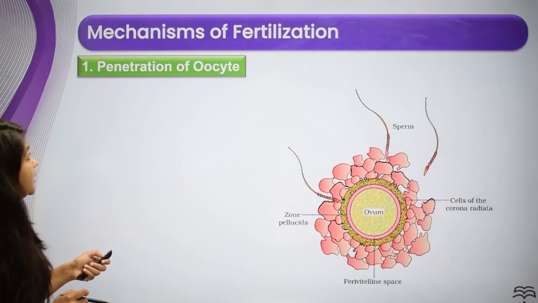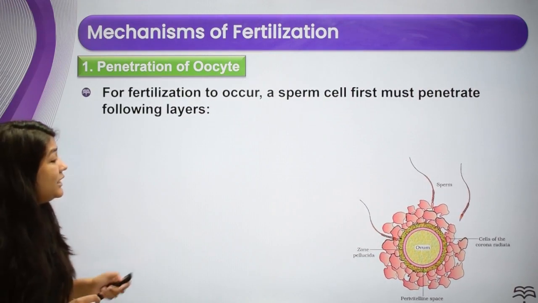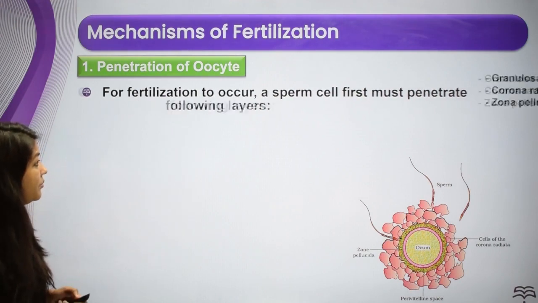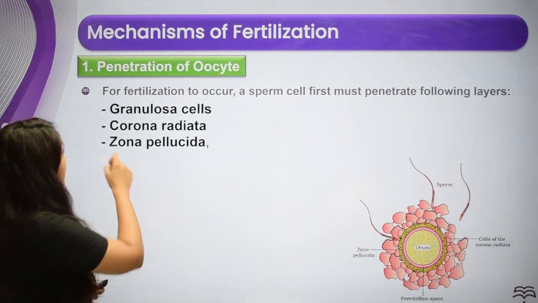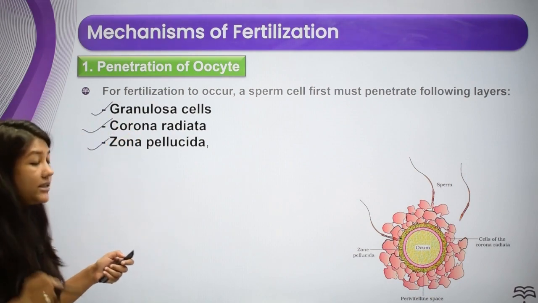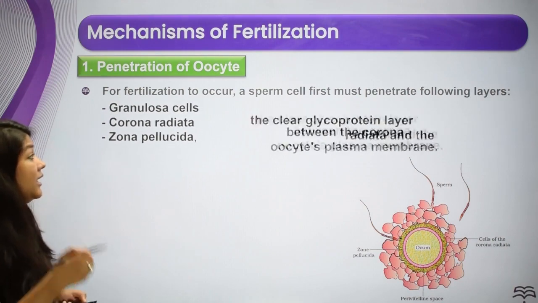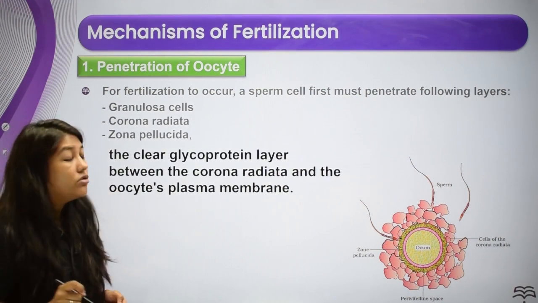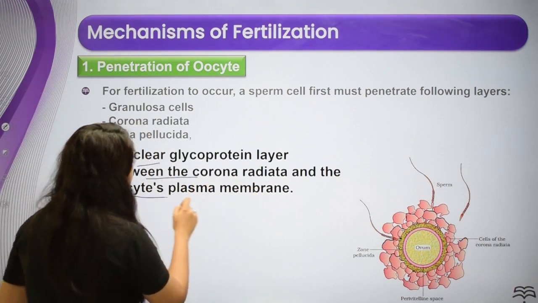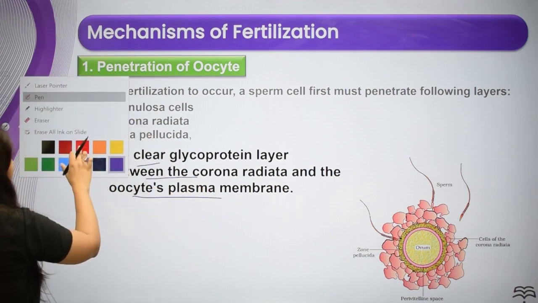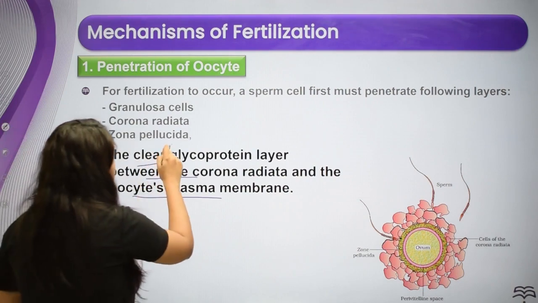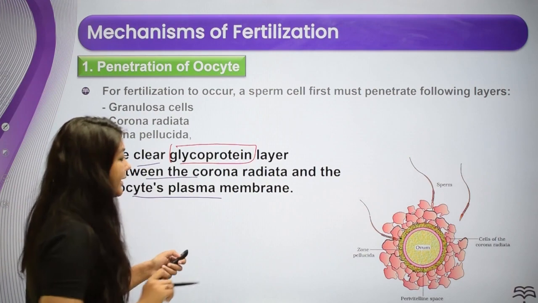All right, ठीक है. Next, now for fertilization to occur, a sperm cell must penetrate the following layers. बहुत important point है. कौन कौन से layers उसको penetrate करने हैं? देखो, granulosa cells करने हैं, उसको corona radiata करना है, उसको zona pellucida, ये सब layers जो हैं वो उसको penetrate करने हैं. Then only it will be able to reach the secondary oocyte. The clear glycoprotein layer between the corona radiata and the oocyte's plasma membrane. कौन सी layer के बारे में हम लोग बात कर रहे हैं? It is talking about this zona pellucida, right? It is a glycoprotein layer.